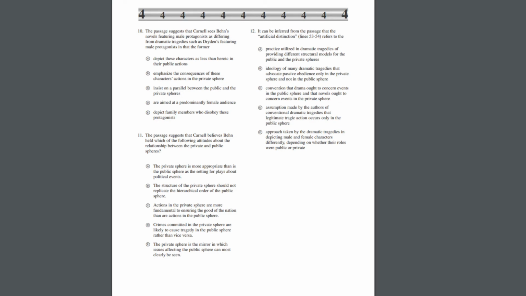So 10, the passage suggests that Carnell sees Ben's novels featuring male protagonists as differing from dramatic tragedies such as Dryden's featuring male protagonists, in that the former. So the former here we know we're looking for something that describes Ben, the first of the two things listed. So which of these accurately describes Ben's novels? And so we can see that some of these answers are just wrong, like for instance C is just describing Dryden, right? And so we can just rule those out. But other ones, for instance D is something that comes across as almost nonsensical, maybe an inference you could make.